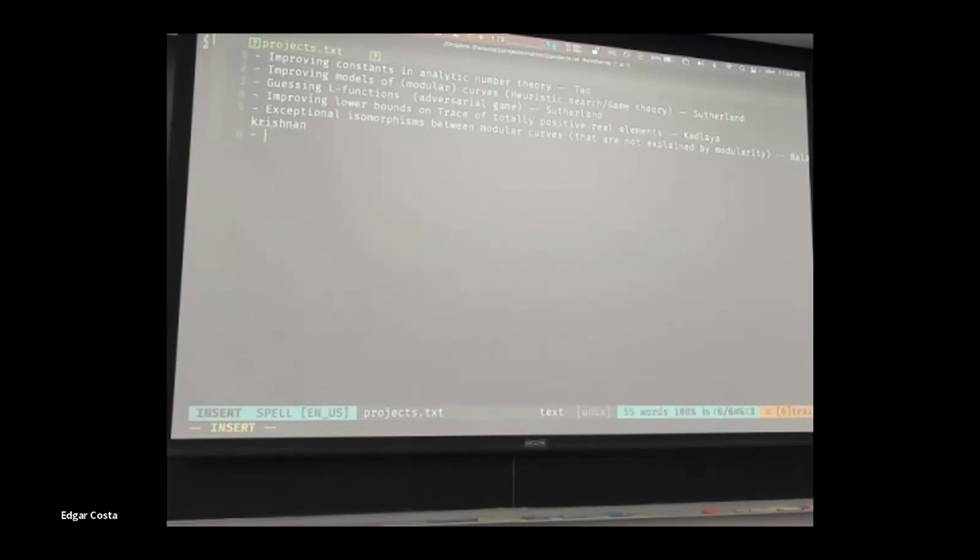Okay, so adding the name to the end of the projects. Not that people own these projects, but if the project is not yet written down on Zulip, then they should try to write something down.